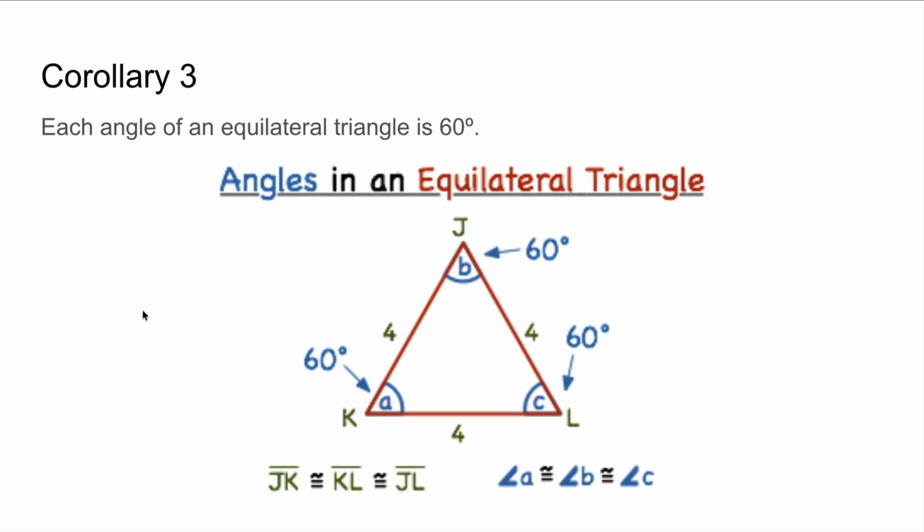Corollary number 3: each angle of an equilateral triangle is 60 degrees. So equal sides, equal angles. 180 divided by 3 is 60 degrees for each equilateral angle.